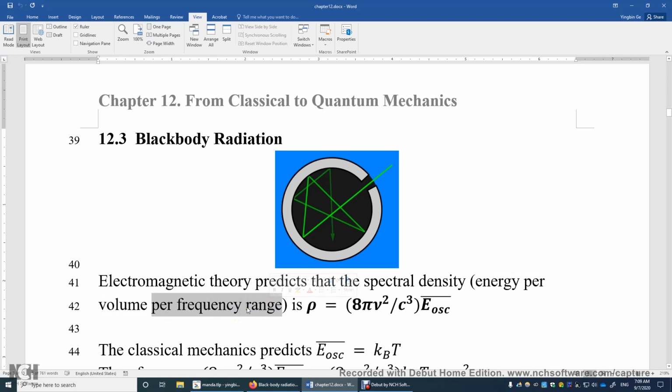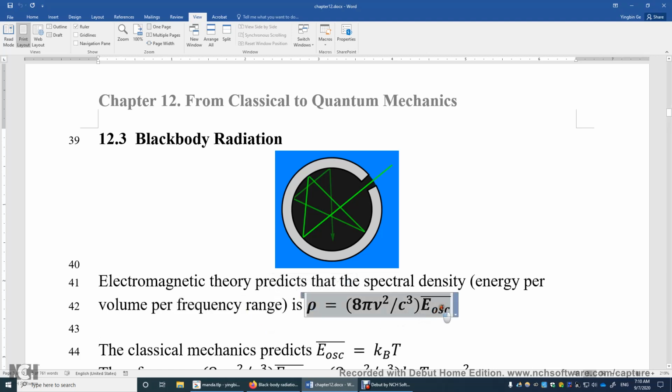Inside the volume, you have many photons with different frequencies, right? And then you can arbitrarily define a range. Let's say from 10 to the power of 14 hertz to 1.1 times 10 to the power of 14 hertz. The range is 0.1 times 10 to the power of 14 hertz. Within that frequency range, you have a bunch of photons. Their total energy divided by the volume, you get the spectral density, which is again the energy per volume per frequency range.